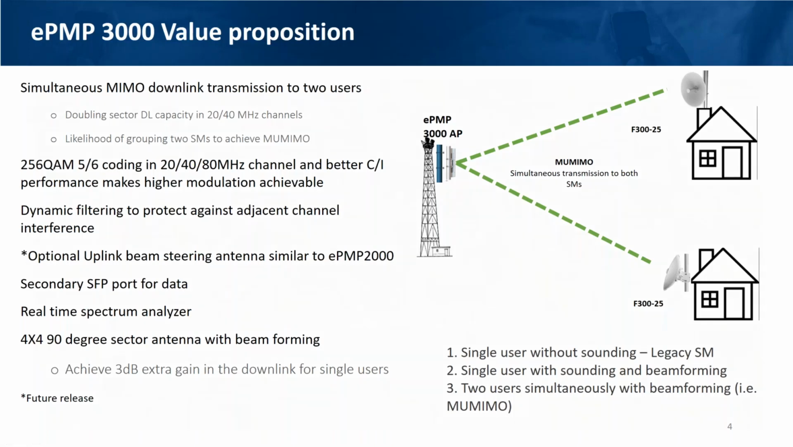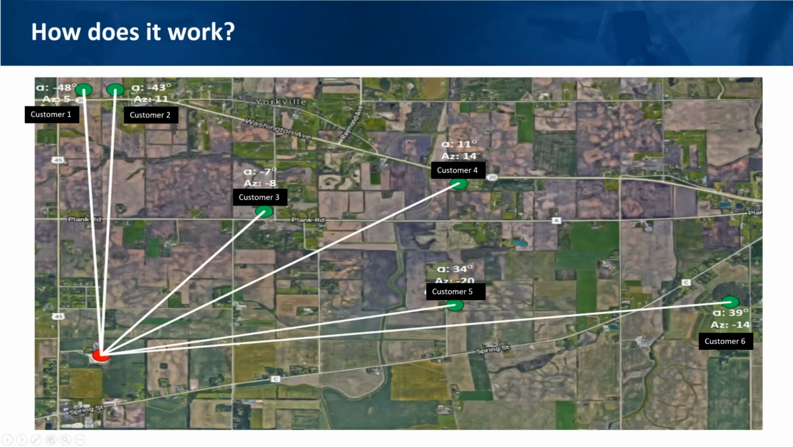On the next slide, a little bit more about how does it work. This is actually a deployment scenario with 6 subscribers on a 90-degree sector. And what you see are things like an absolute azimuth value and some calculated values that we come up with. This is all very much transparent to you as the end user running your network. You won't see any of this.